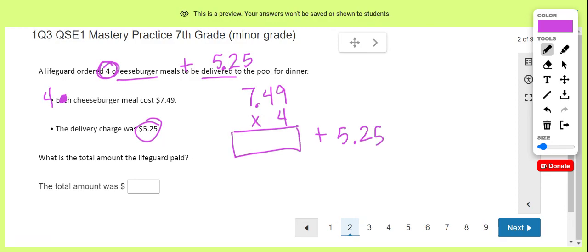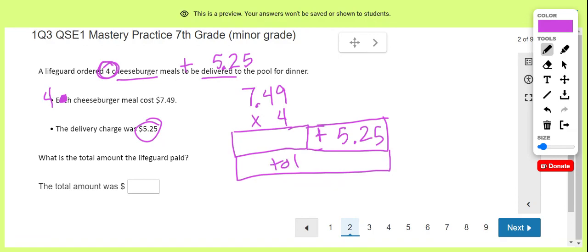So we're going to find out how much the cheeseburgers cost, and then the delivery fee, and that will put it together for a total cost. We can actually use part total a little bit for this one. So after you multiply, we're going to add the delivery fee to calculate the total cost.